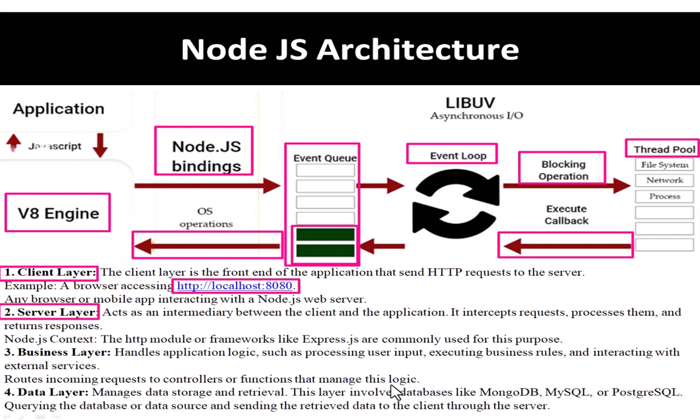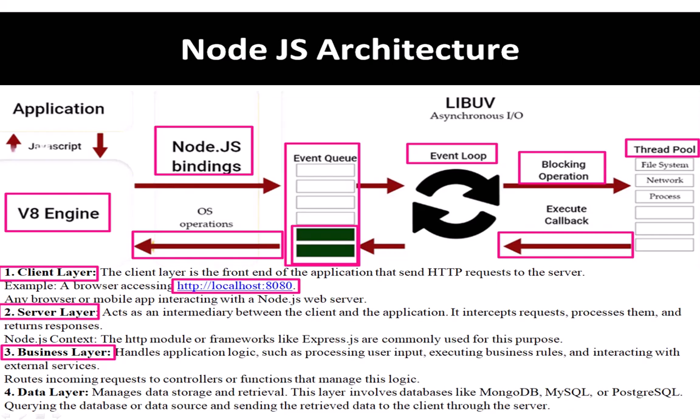The next layer is the business layer. In this layer, it handles the application logic such as processing user input, executing business rules, and interacting with external services. It routes incoming requests to the controller function, which manages this particular logic.